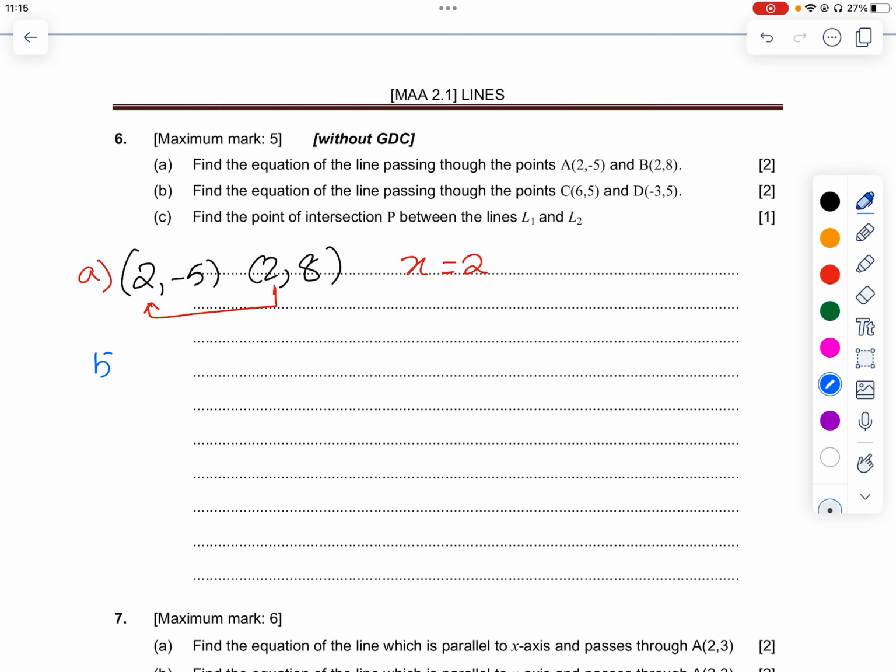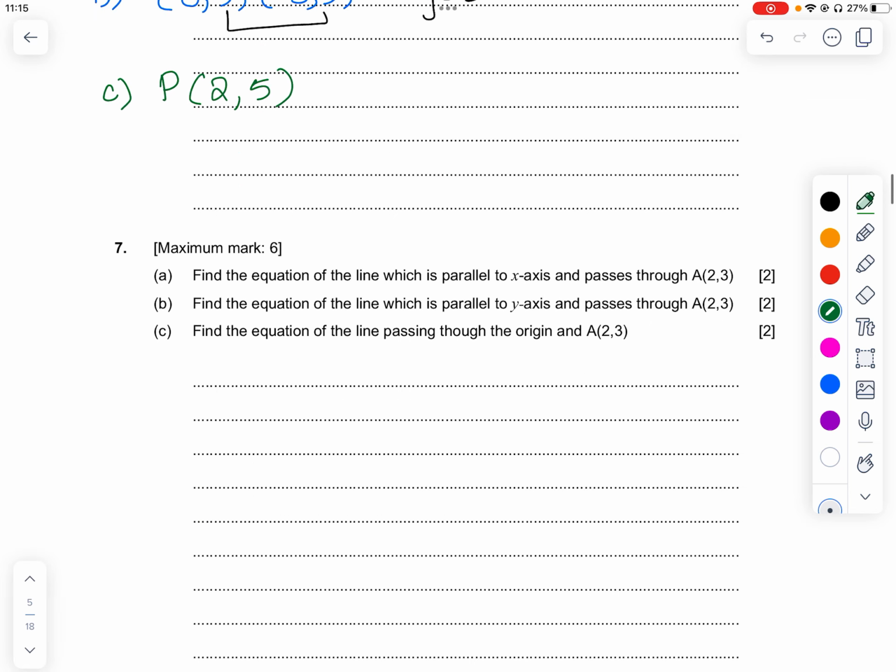Next one, (6, 5) and (negative 3, 5). We can see that the y coordinates are the same. So therefore, what will be the equation? y equals 5. Find the point of intersection of these two lines. So x equals 2 and y equals 5 will obviously intersect at (2, 5), which is point P.